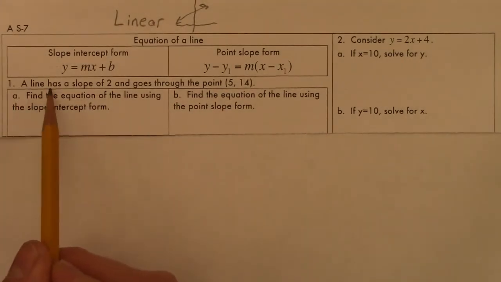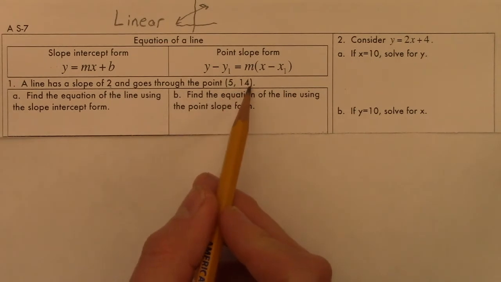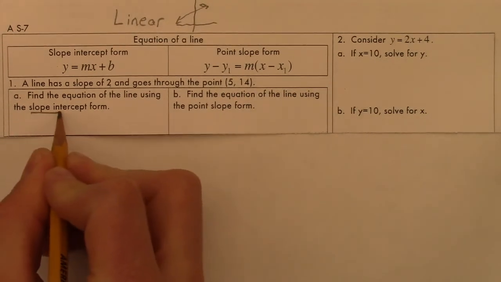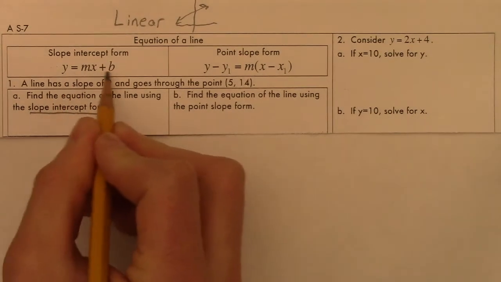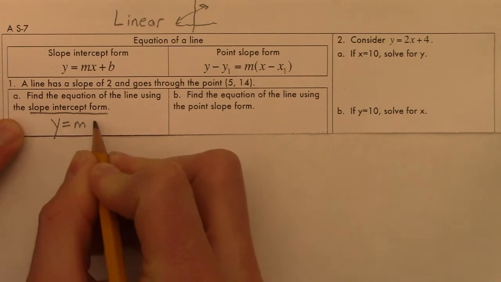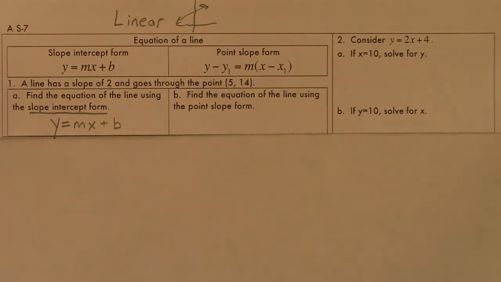A line has a slope of 2 and goes through the point 5, 14. This is a review. Find the equation of the line using the slope-intercept form. So slope-intercept form is y equals mx plus b. And the m is the slope, the b is the y-intercept. Y equals mx plus b is one of those things that people who forgot all their algebra in high school just go, oh yeah, y equals mx plus b. Yeah, that thing. I remember that.